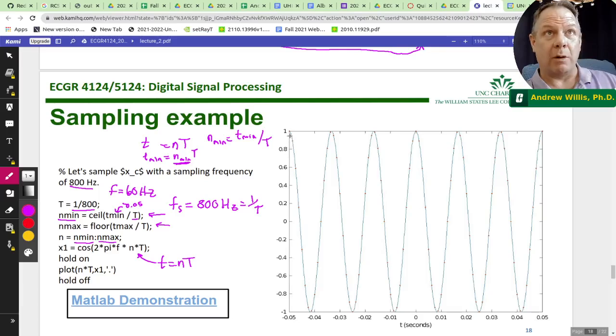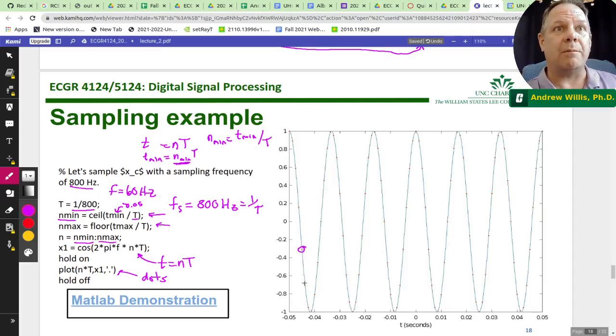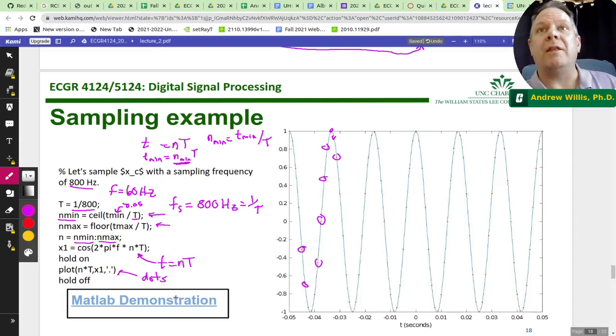And this shows that when we sample this, now I'm plotting as little circles, as dots, the values of our samples. So you can see them. I'll circle them to make it more clear, but the little red dots are the locations where we've sampled the signal. And they're all over the place. But that's what you get when you sample a signal at 60 hertz at a rate of 800 hertz.